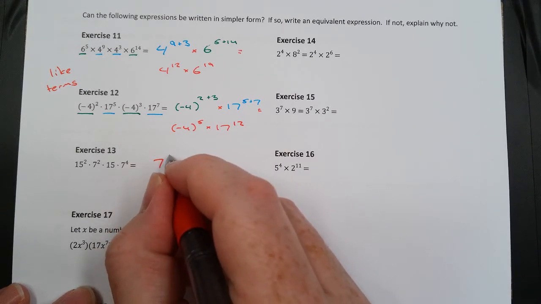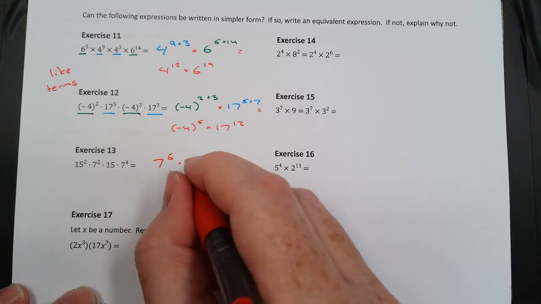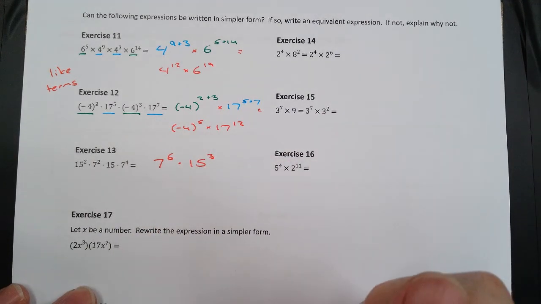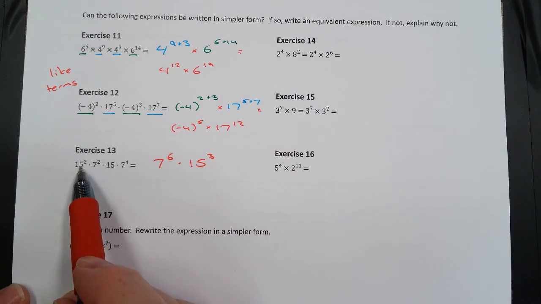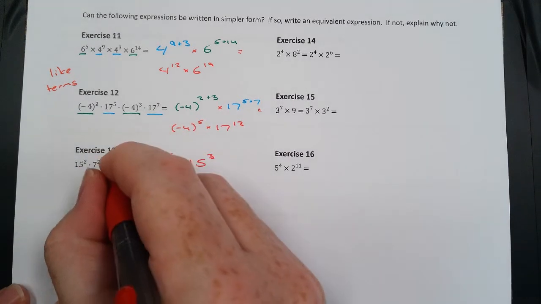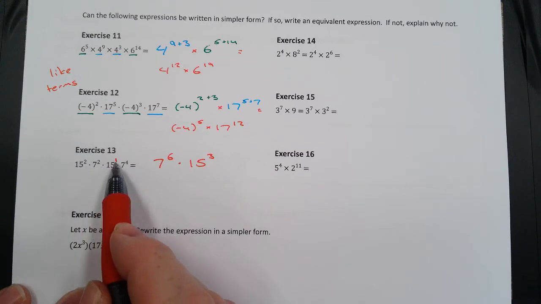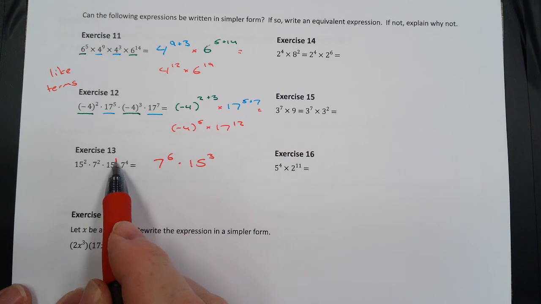After you do this, you can combine the 7s to get 7 to the 6th, and you combine the 15s to get 15 to the 3rd. Oh, there's a trick to this one. Did you see it? There's a 15 by itself. So this is 15 2 times. This one is 15 1 time. If there is no exponent, it just means there's a 1 there. It's an invisible 1. This is 15 2 times. This is 15 1 time.